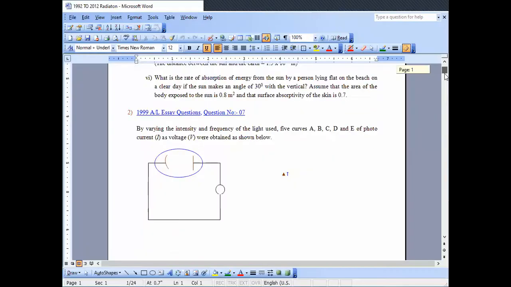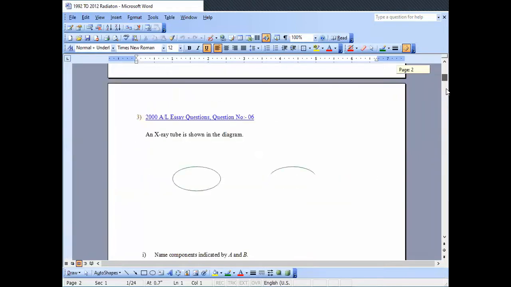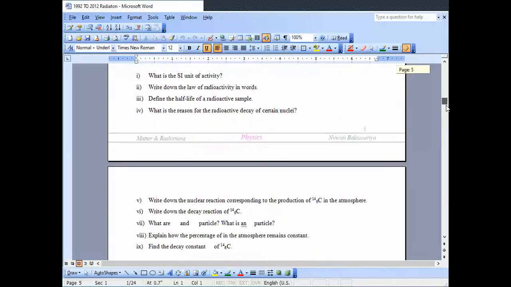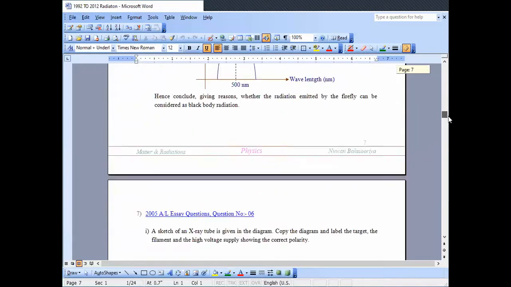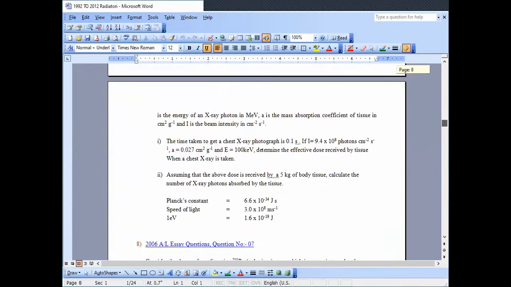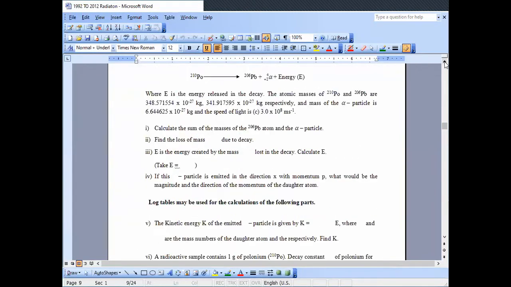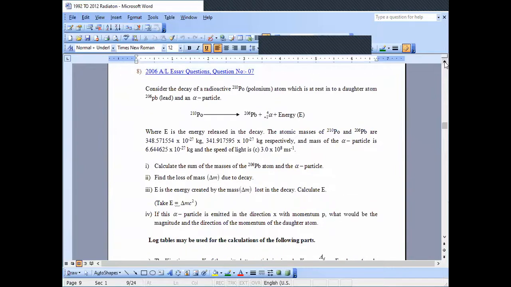So let's start there. Let me show you the question. Are you able to see the question? We were discussing the 2006 matter and radiation question. This one. Am I right here?